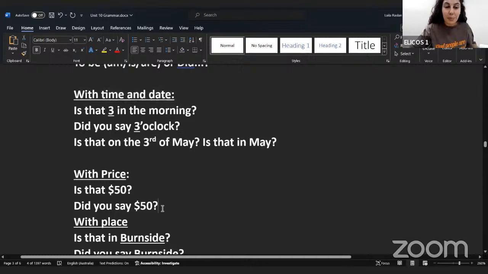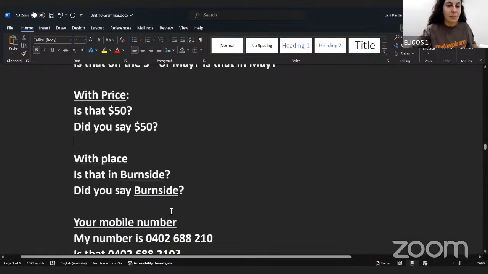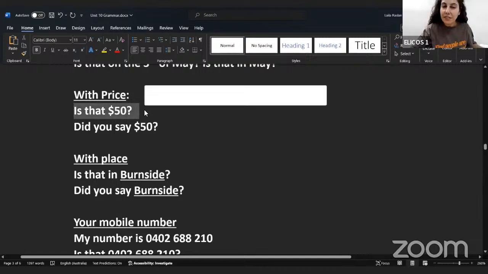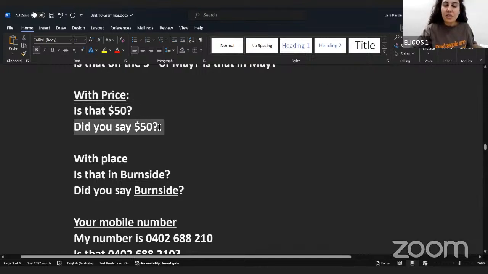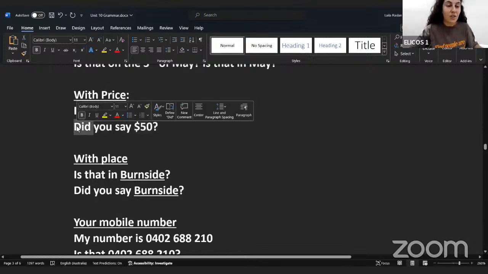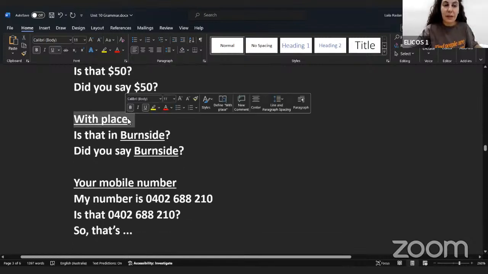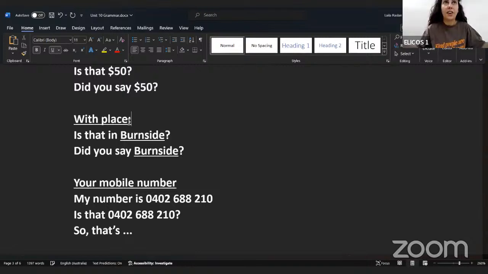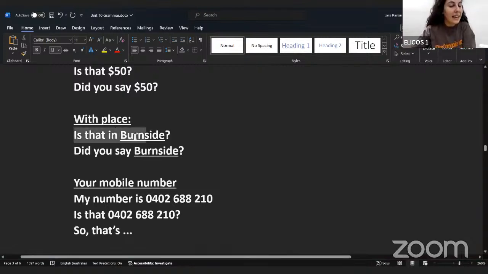Now, if you want to check the price, as I said, maybe you're buying something, you could say, is that $50? Or, sorry, did you say $50? So again, you can see the two verbs, is or did. Maybe you want to check the place. You want to make sure that you heard the correct location, the place. So again, is that in Burnside? So remember, this is like a suburb.